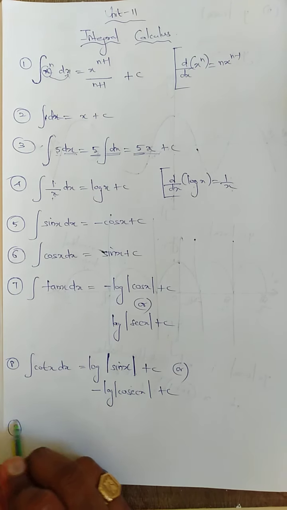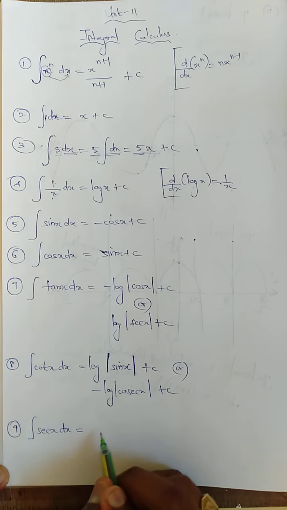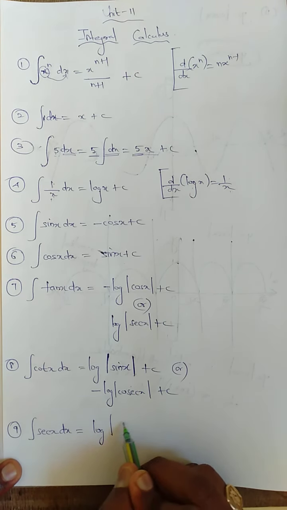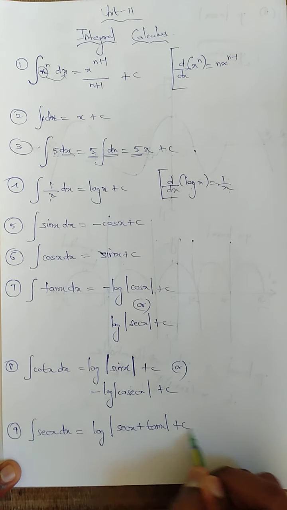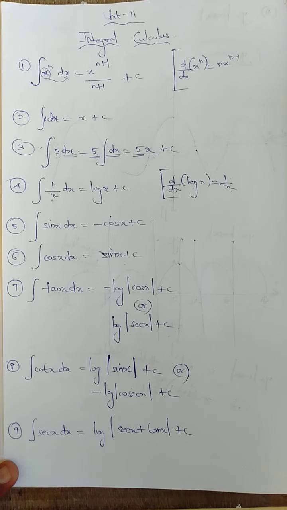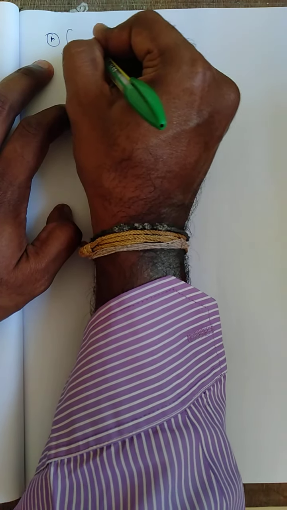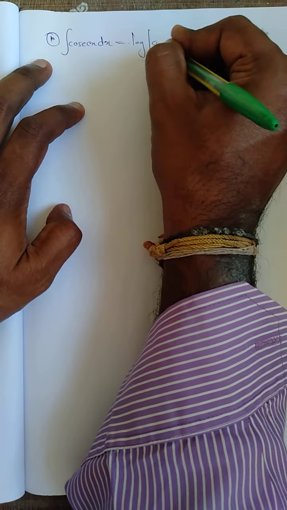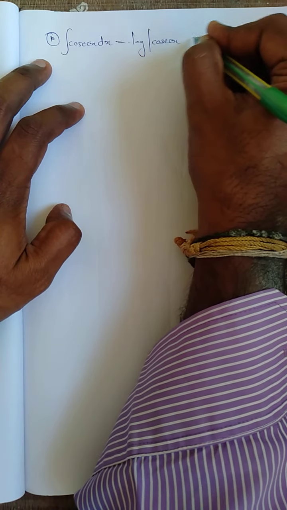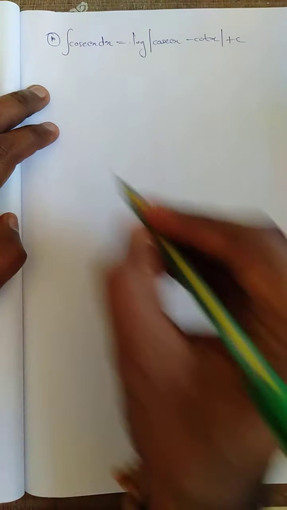Next, the ninth formula: integration of secant x into dx is nothing but log modulus of secant x plus tan x plus c. Okay, this is the ninth formula. Next, tenth formula: integration of cosecant x into dx is equal to log of modulus of cosecant x minus cot x plus c. This is the tenth formula.